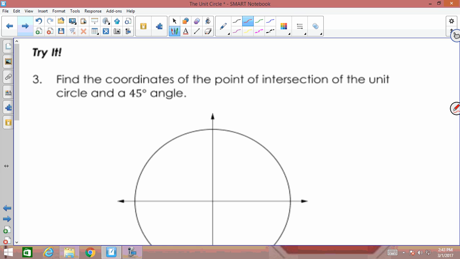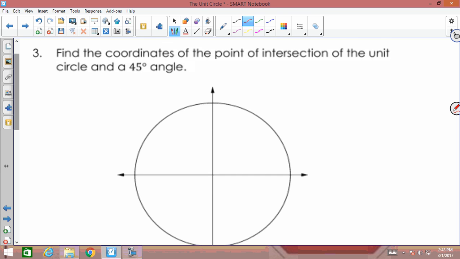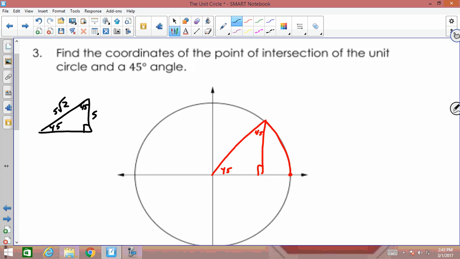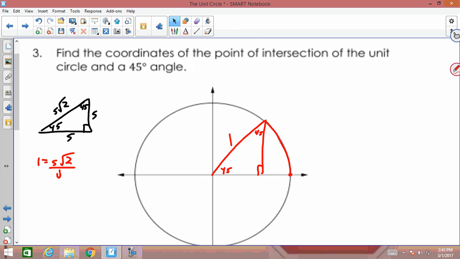Okay, same thing, 45-degree angle. We're going to start here, we're going to go up 45 degrees. Okay, so it's a 45, 45, 90 right triangle. And this is going to be s square root of 2. And these are both s's. So we know with the hypotenuse being 1, 1 is the same as s times the square root of 2. So we're going to solve for s. We're going to divide both sides by the square root of 2. So 1 over square root of 2 is equal to s.